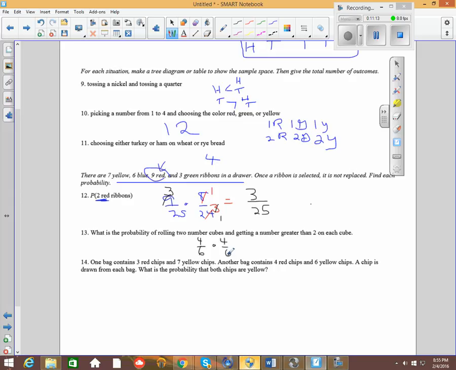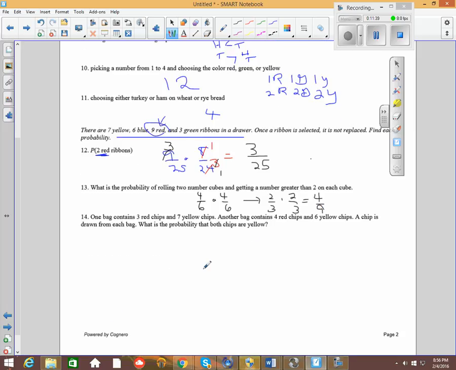Same thing. So we can reduce those. We can multiply straight across, or let's just reduce it before we multiply to make it a lot easier. So you can reduce 4 over 6 to 2/3 times 2/3, and you find our answer is 4 over 9. That's the probability.